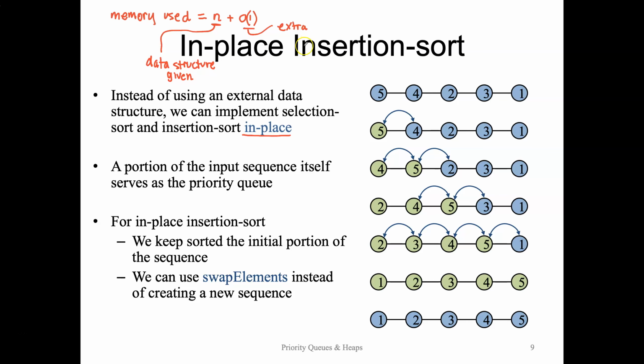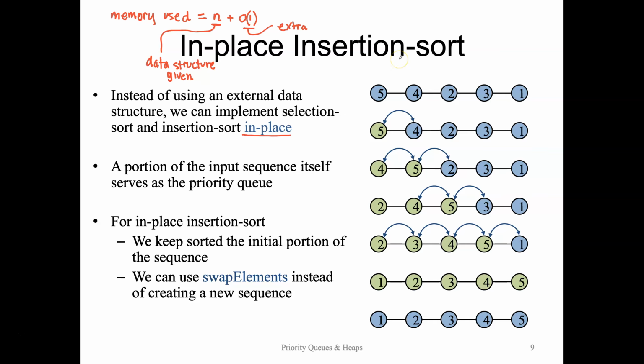So we could implement insertion sort and selection sort in this way, in place, without using an external data structure. Before, we were using another sequence in order to implement this priority queue. We could implement this in place, meaning we just work directly on the sequence that we were given, which we want to sort. So I'm going to show how we would do that with insertion sort.